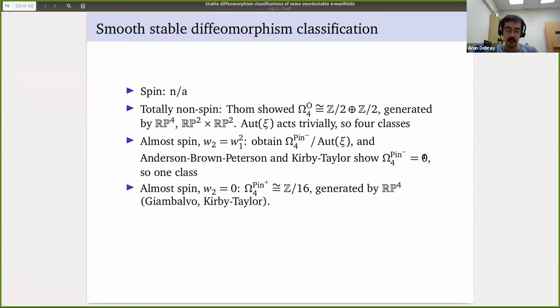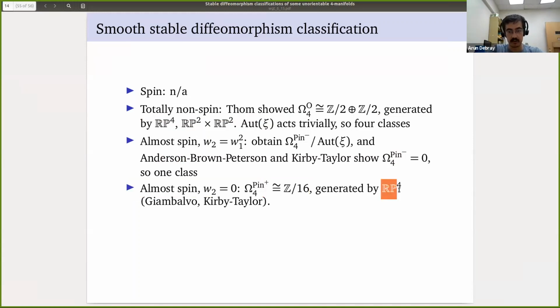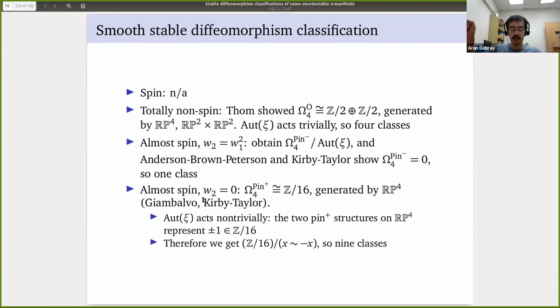And the last one, which is more interesting, is if you say, I just want W2 equals 0 and no condition on W1. So this gives you the fourth pin plus bordism. This is Z mod 16 and is generated by RP4, as shown by Giambalvo and Kirby-Taylor. And now the equivalence relation is interesting. The 2 pin plus structures on RP4 represent +1 and -1. So we need to quotient out by the relation x is minus x, and we get the 9 classes 0 through 8. And that's the proof of the theorem.